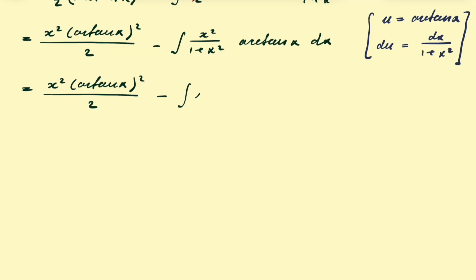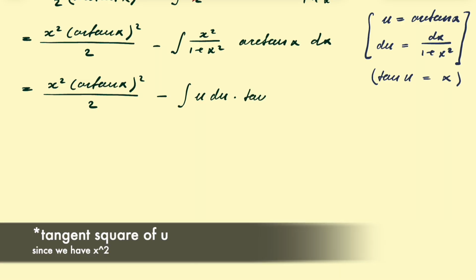Great, now our integral will turn into what? First we have arctangent of x, which is u, then dx over 1 plus x squared, which is just du. And then we also have x squared, and since u is arctangent of x, then tangent of u will be x, right? Take tangent of both sides, and you got it.